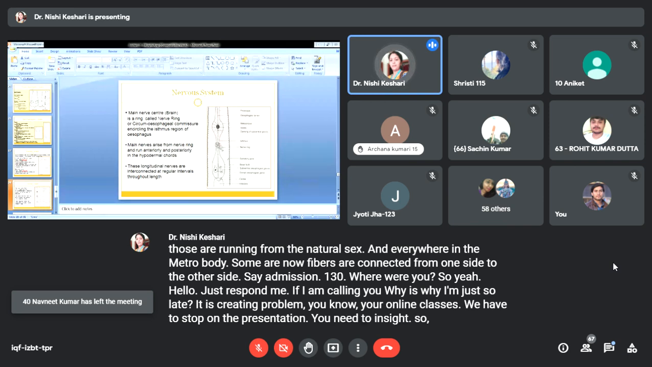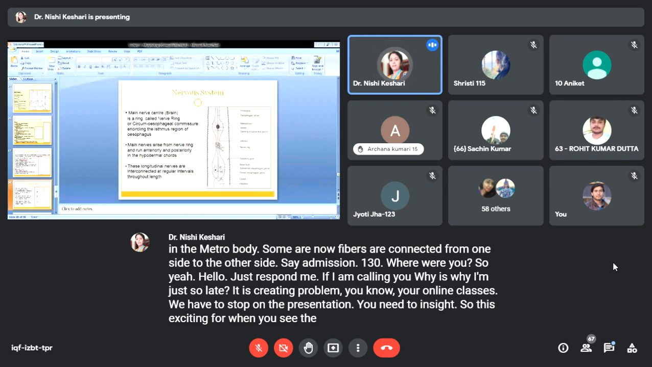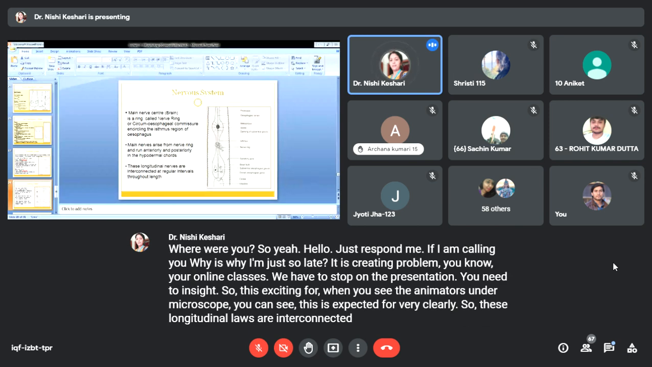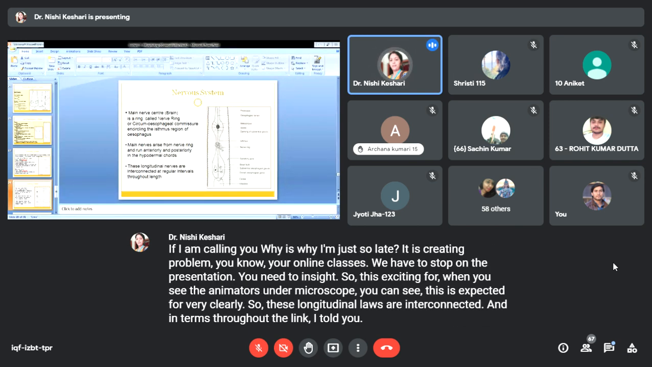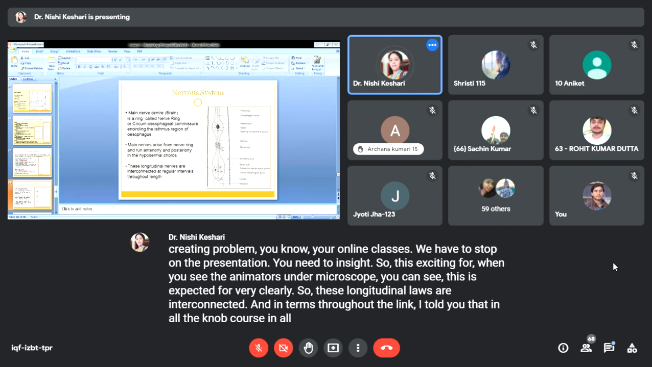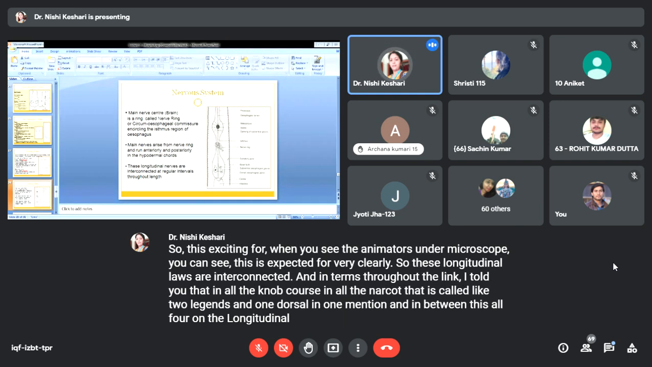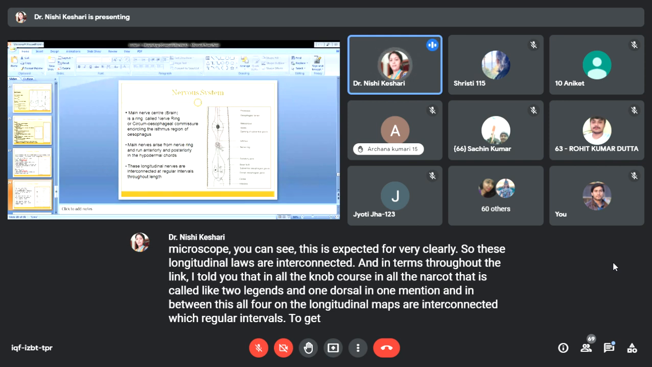So this excretory pore, when you see nematodes under the microscope, you can see very clearly. These longitudinal nerves are interconnected at regular intervals throughout the length. I told you that in all the nerve cords, that is 4 nerve cords, 2 laterals, 1 dorsal and 1 ventral, all the longitudinal nerves are interconnected at regular intervals to get the sensation, to sense the environment everywhere.